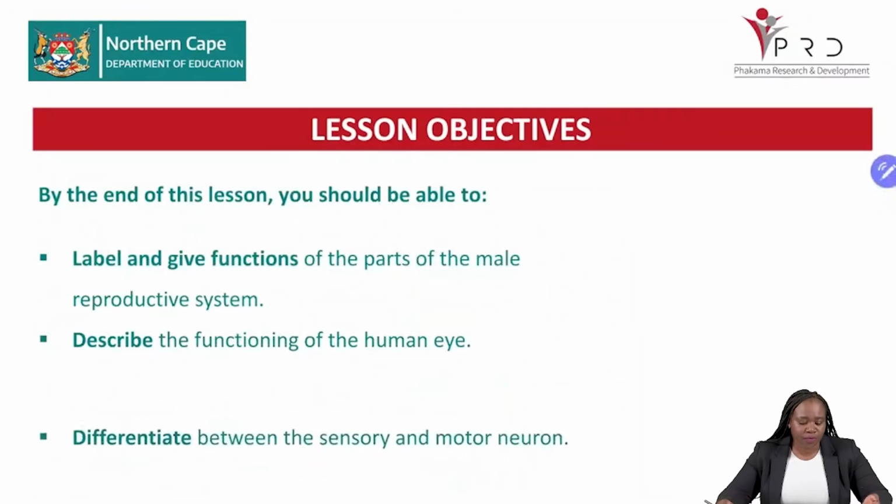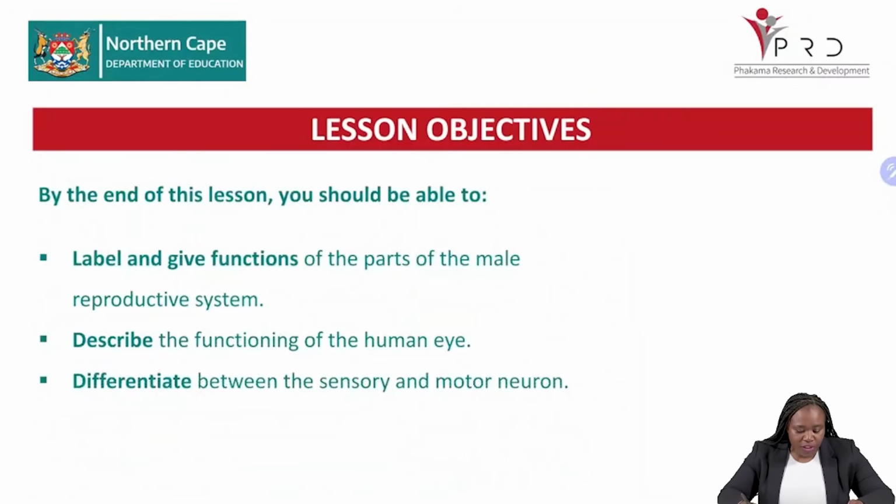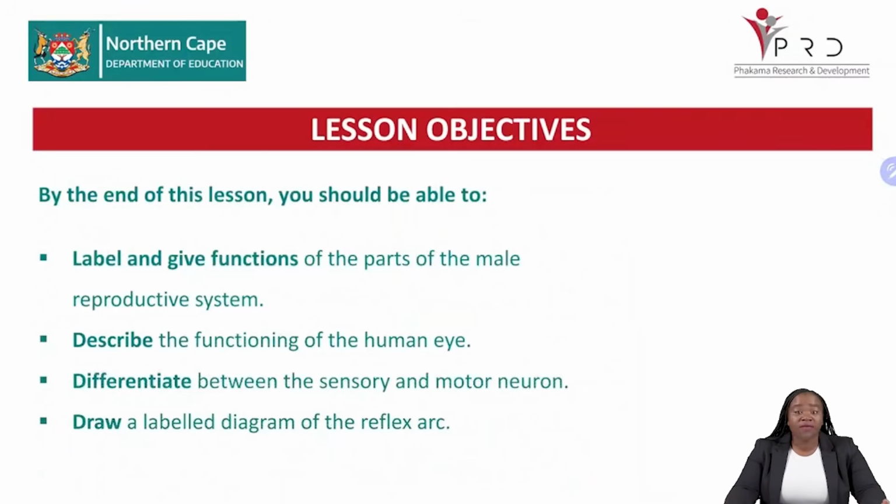You should also be able to differentiate between the sensory and the motor neuron. So you should know what the motor neuron does, you should know the direction of the motor neuron, as well as what the sensory neuron does and its direction as well. And then with that, you would then be able to draw a reflex arc.